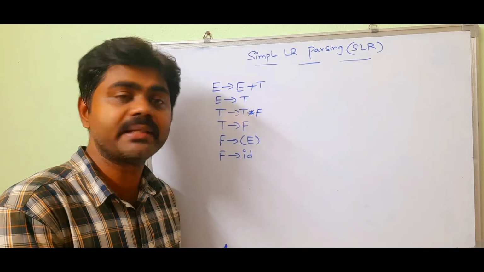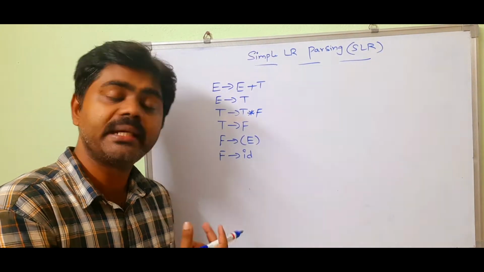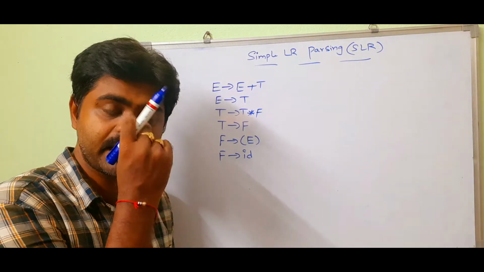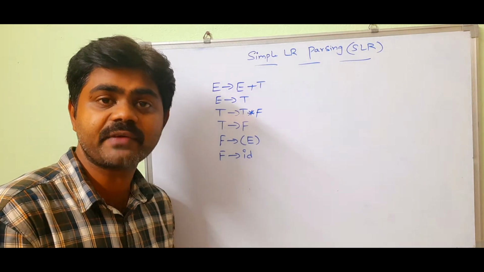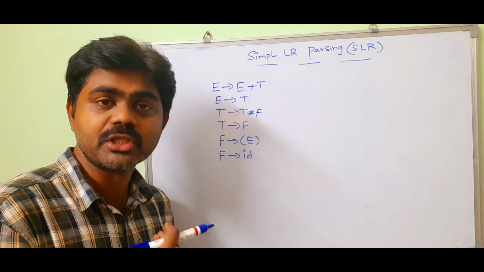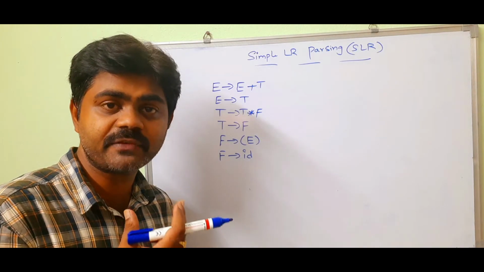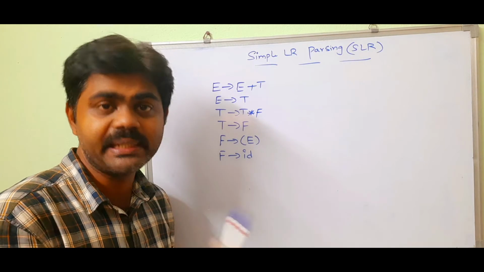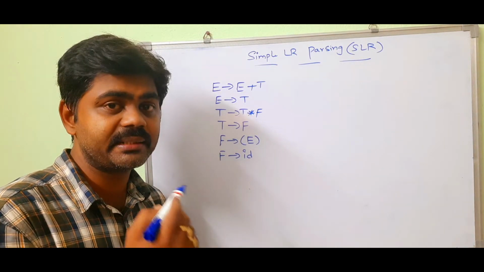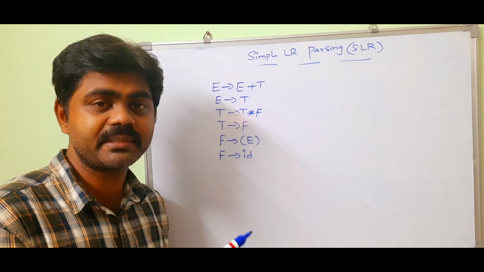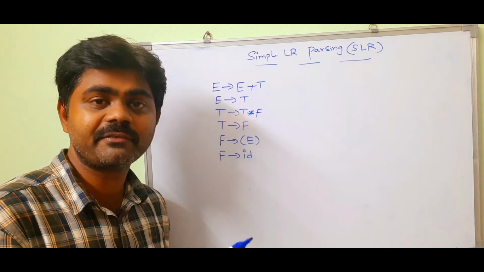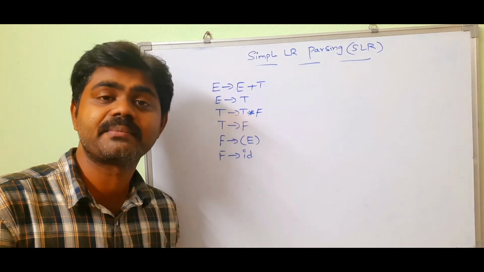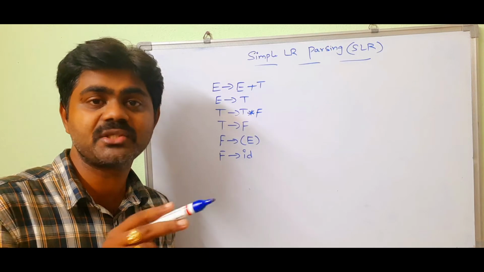This is my given grammar here. E tends to E plus T, E tends to T, T tends to T into F, T tends to F, F tends to E, F tends to id. So first, as I said, we need to find closure. But before finding closure, we need to find the augmented grammar. So what is my starting symbol here? E, right? In grammar G, if my starting symbol is capital S, your augmented grammar will be a new grammar G dash with a new starting symbol S dash, and we have a rule S dash tends to S.